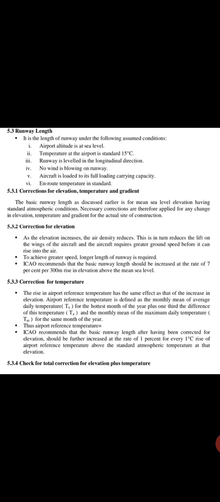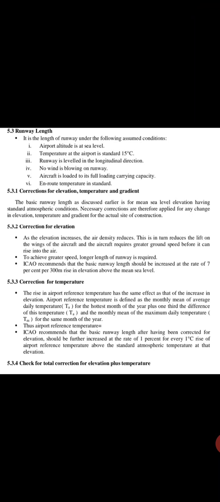This in turn reduces the lift on the wings of the aircraft, and the aircraft requires greater ground speed before it can rise into the air. To achieve the greater speed, a longer length of runway is required. ICAO recommends that the basic runway length should be increased at the rate of 7% for every 300 meter rise in elevation above mean sea level.